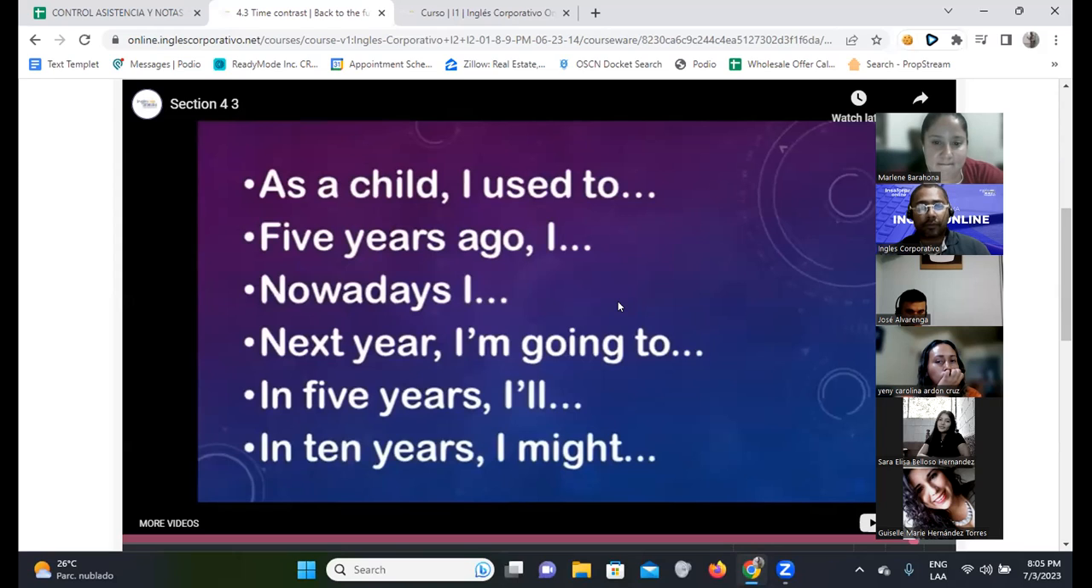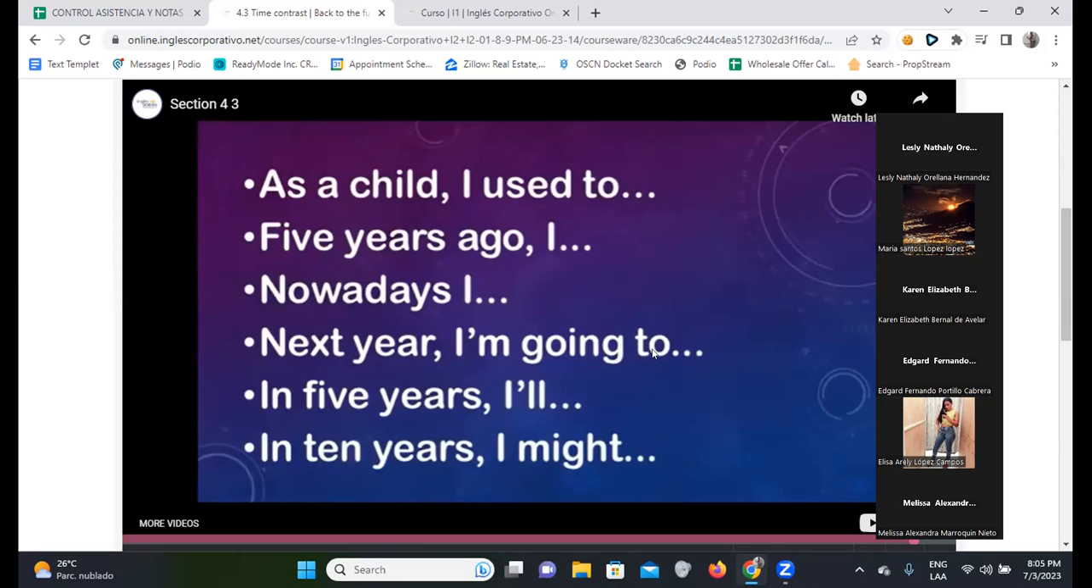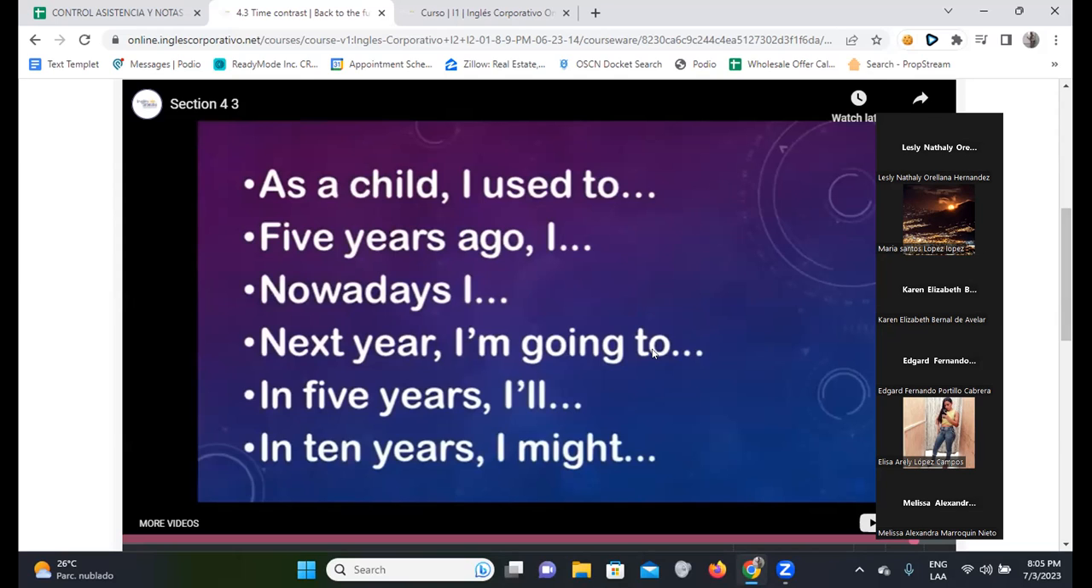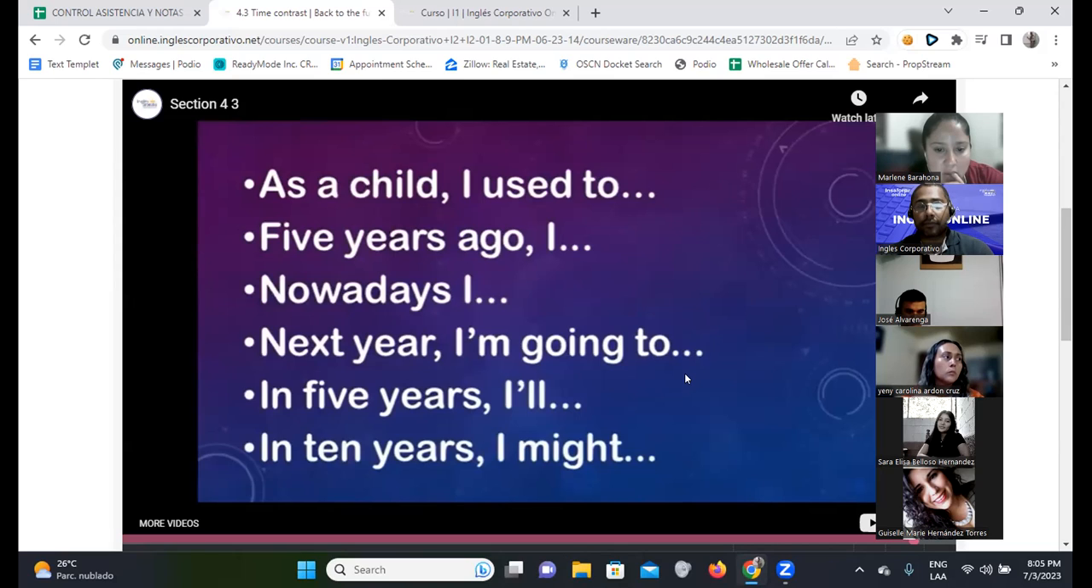As a child, I used to play soccer every afternoon. Very good. As a child, I used to play soccer every afternoon. Excellent. Another example with 5 years ago. Anybody? Five years ago, I studied high school. Excellent. 5 years ago, I studied high school.